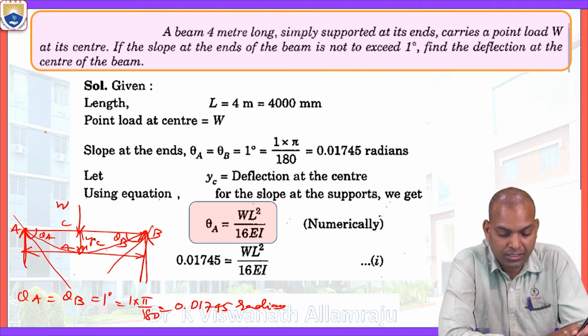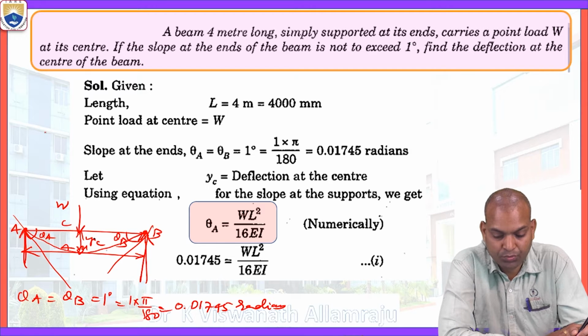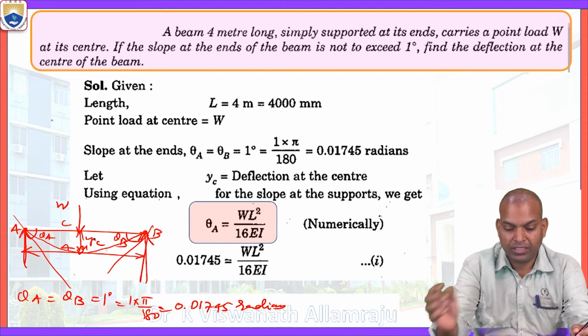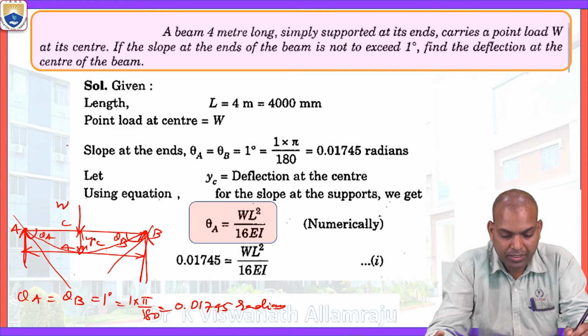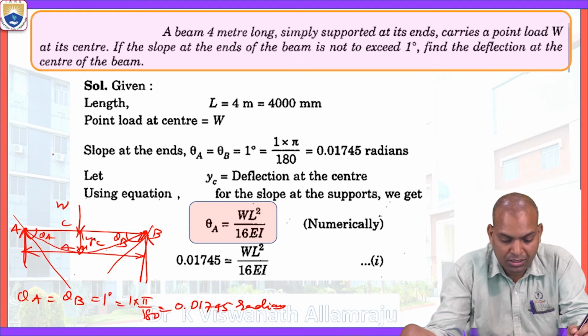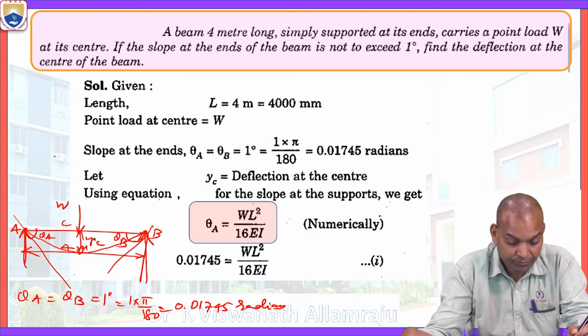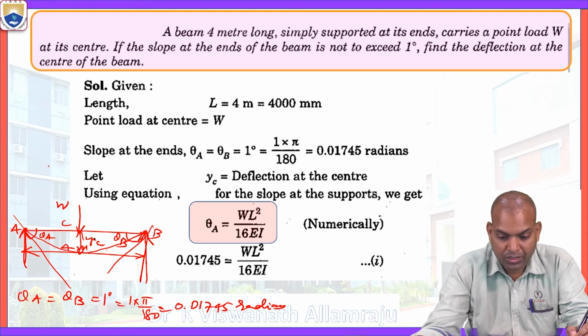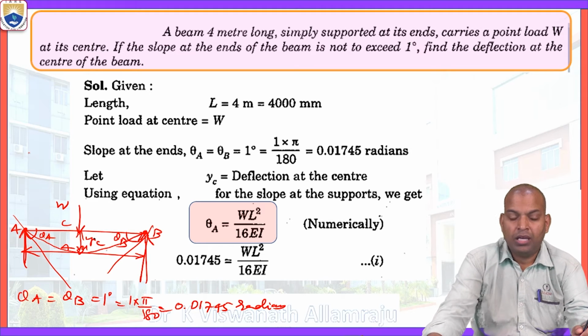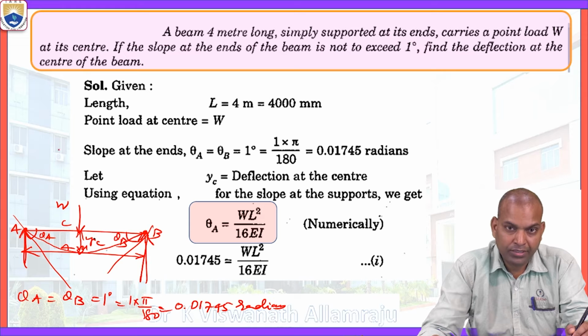given here as 1 degree, that is 1 times pi by 180, which is 0.01745 radians. So for the given data, the input parameters are the span of the beam and the slope. The load W at its center is in terms of W, we don't know the value. Only the span of the beam and the slope, theta A and theta B, are given, and W is the unknown. But we have to find the deflection at the center of the beam.